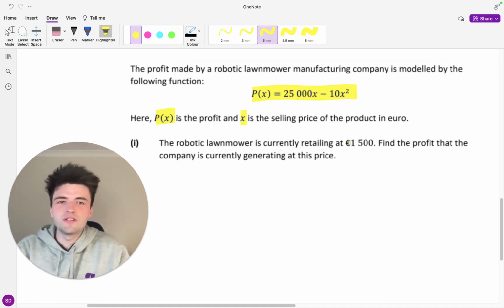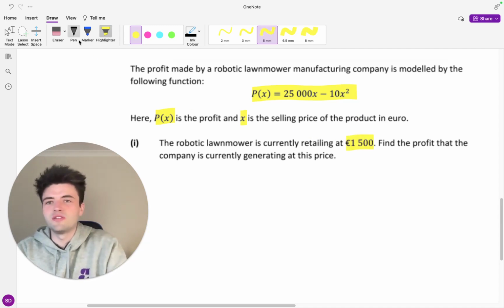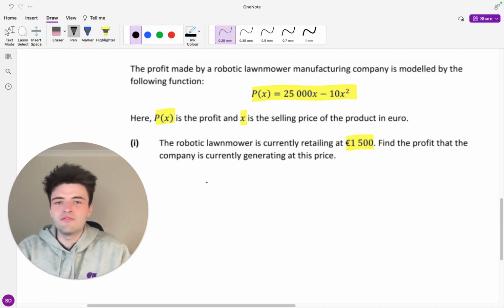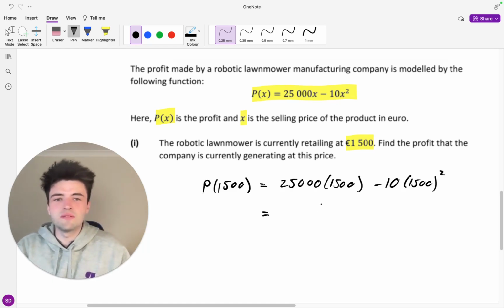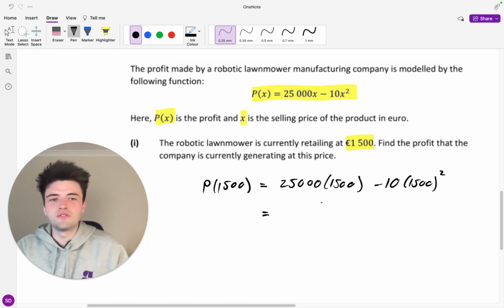And for part 1 here, we're just asked to find the profit given a price of 1500. So we're just going to be plugging in 1500 into our function, so p of 1500 here. And when we plug it in, it's going to look like this. So we've got 25,000 times 1500 minus 10 times 1500 squared.